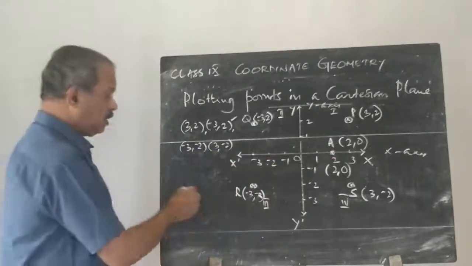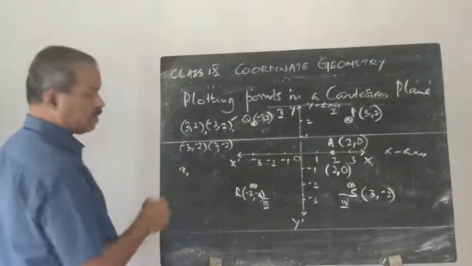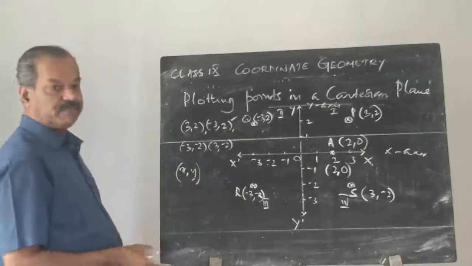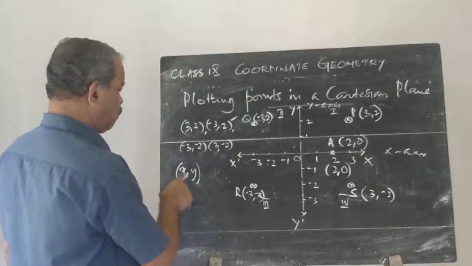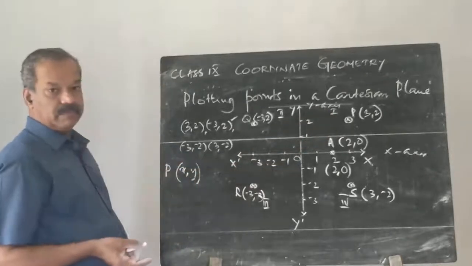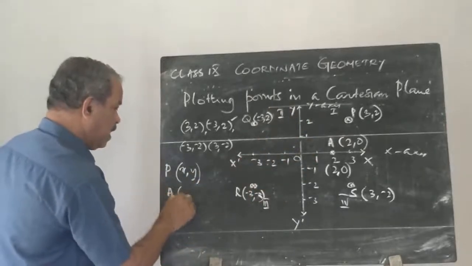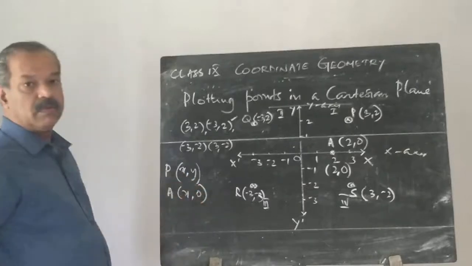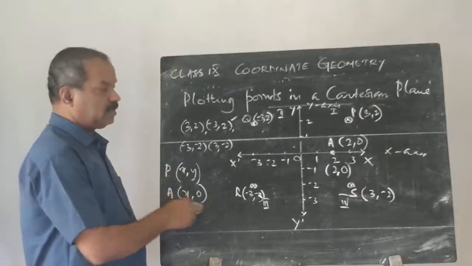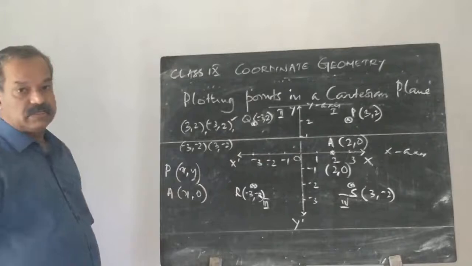In general, if we represent a point with x coordinate as x and y coordinate as y, then the number pair (x, y) is a point on the plane. P(x, y) is a point on the plane. Now, A(x, 0), where does this point lie? This point lies on the x-axis, because the y coordinate is 0.